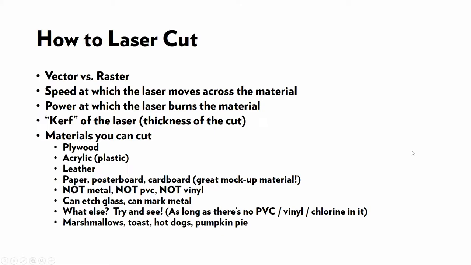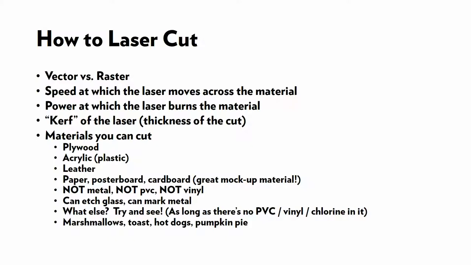The first thing we need to know when we're talking about laser cutting is what the difference is between a vector and a raster. We'll talk about that. There are a couple of variables with a laser. There's the speed that it moves at, the power that it burns at. You also need to know that the laser makes a little bit of a wide cut. It's not infinitely zero. There's a thickness to the cut. Just like a table saw blade leaves a mark in the wood, so does a laser. You need to design for that.